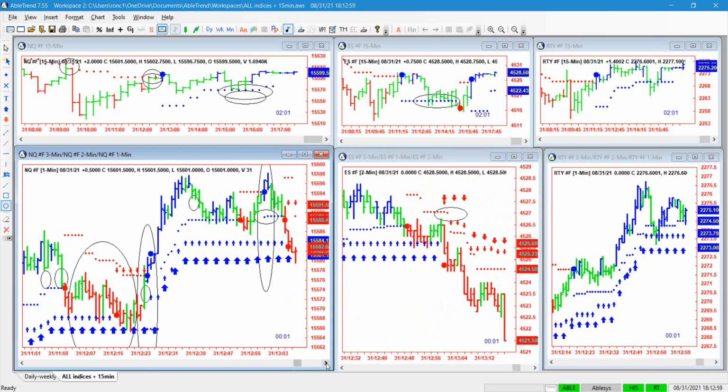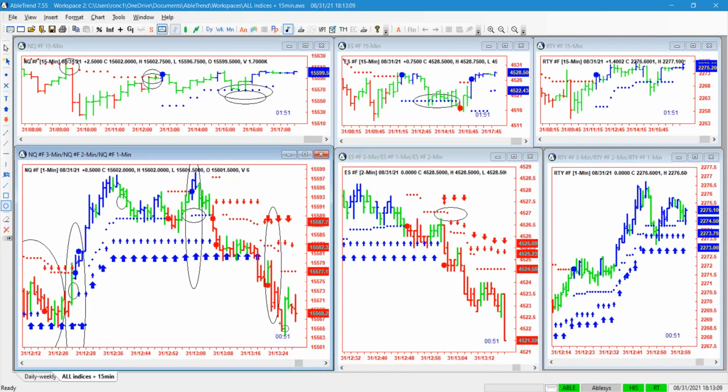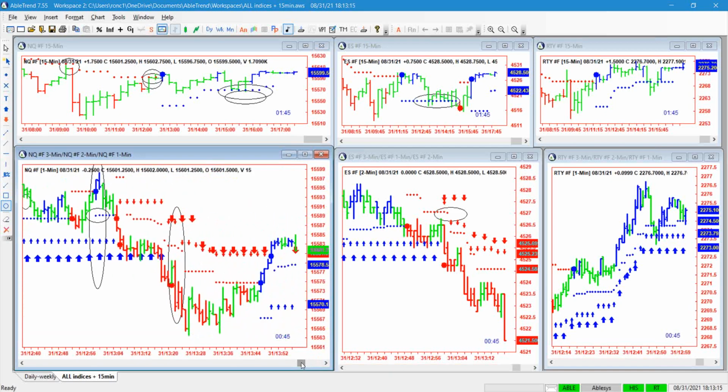But I wanted to point that out for the more experienced AbleTrend traders in the room now, so that you know what you're looking for. Okay, no trade. Then there's a triple confirmation sell, but it's still during the dead zone. But that's a triple confirmation sell, so I'm going to count that.